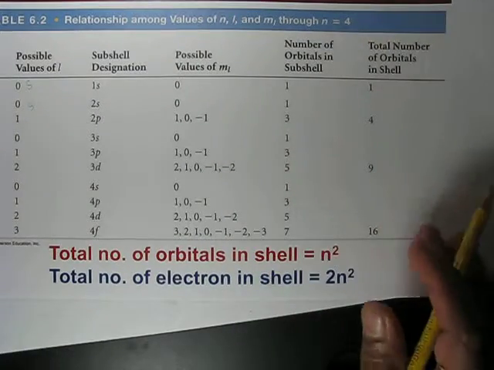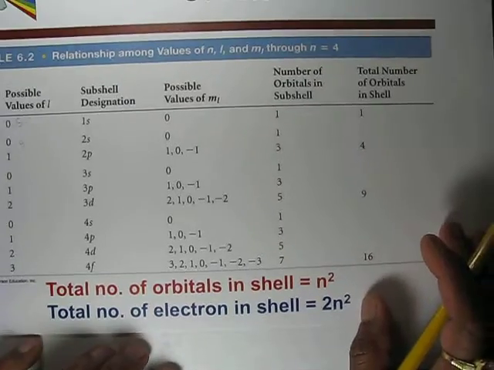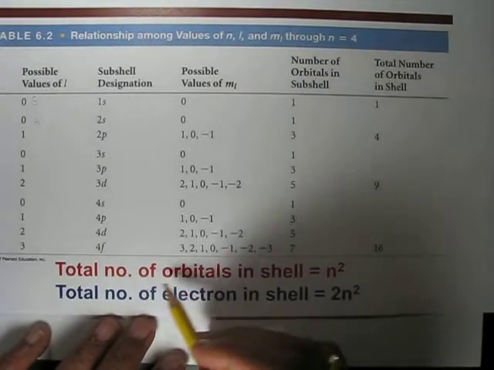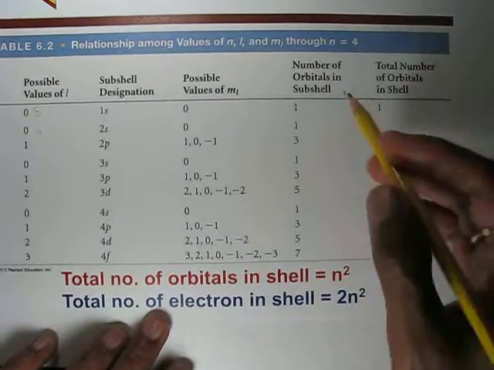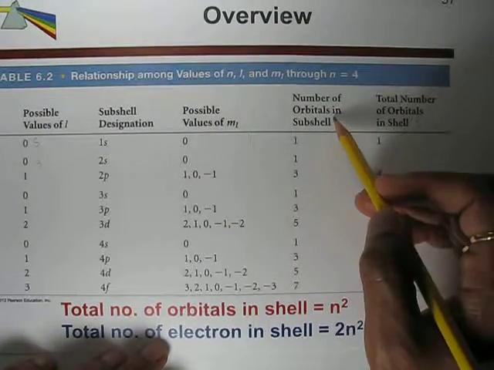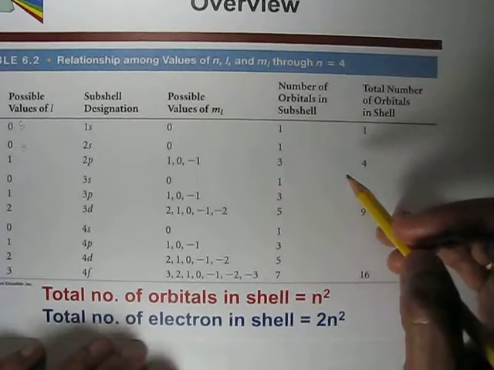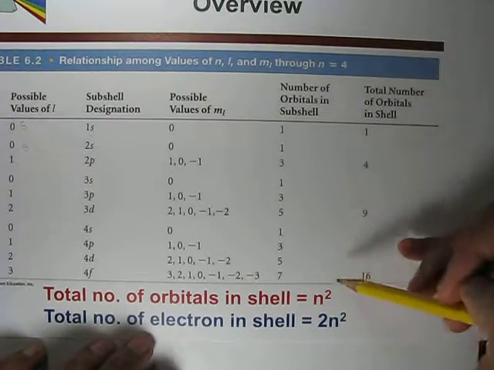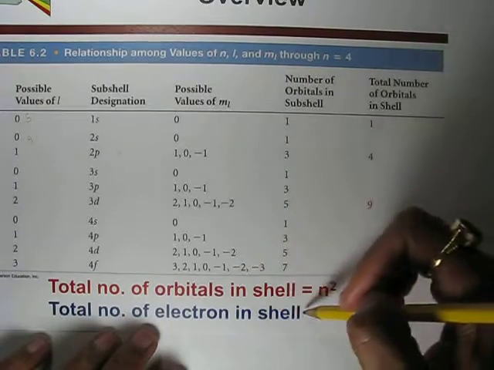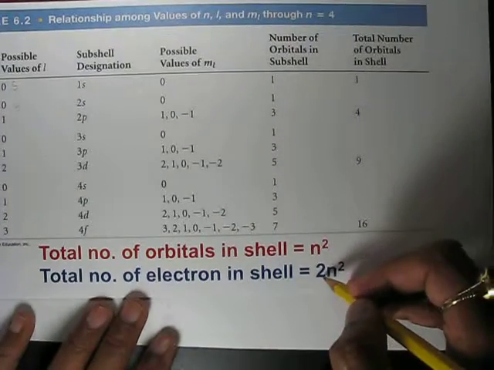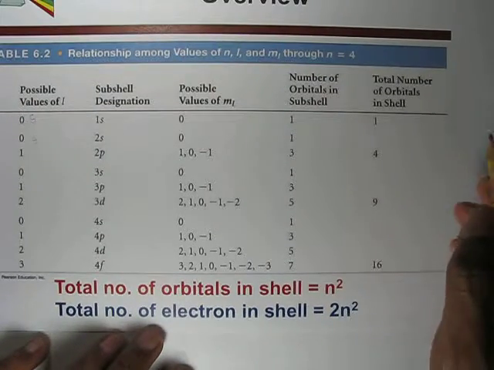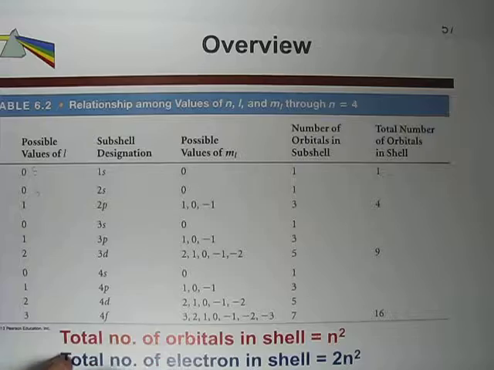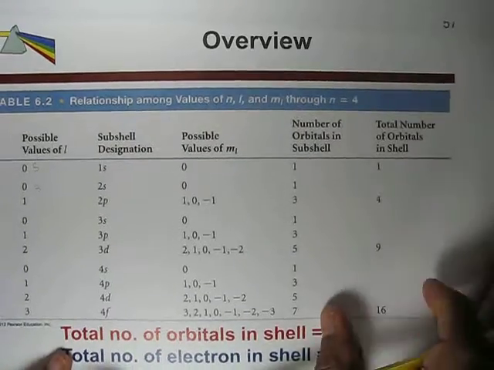So here is the formula which gives very valuable numbers. If we have to find the total number of orbitals in a shell, it is n square, and the total number of electrons in a shell is represented by 2n square. So you just have to multiply by 2. So this was about the quantum numbers, and there is one more last slide for this.